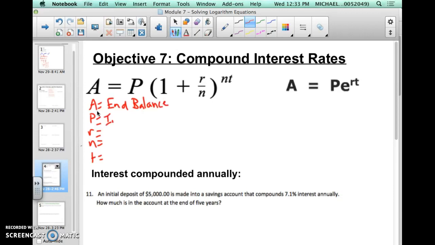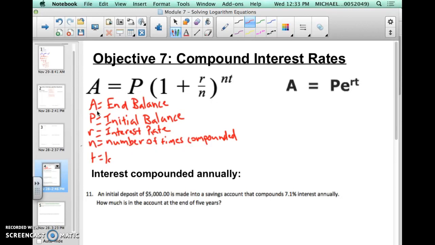P is the initial balance, or what you actually invest. R is the interest rate with which the loan exists. N is the number of times compounded. And T is the length, usually in years, of the investment or the loan, whatever it might be.